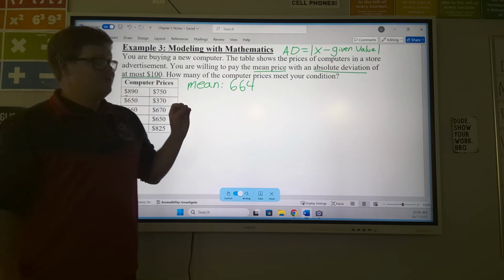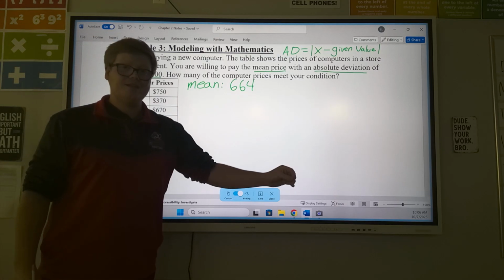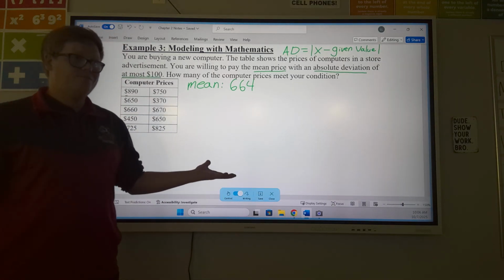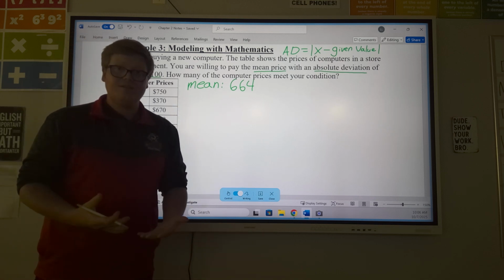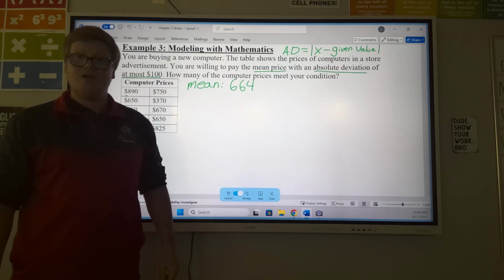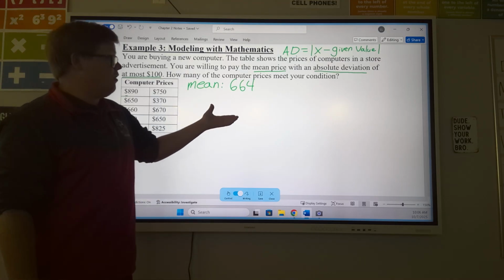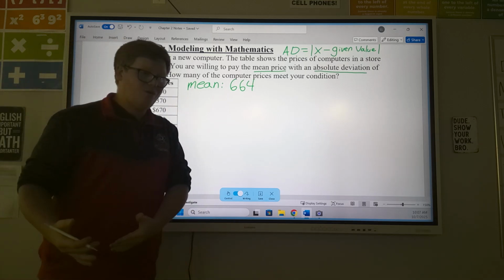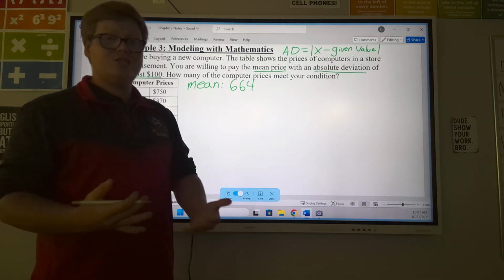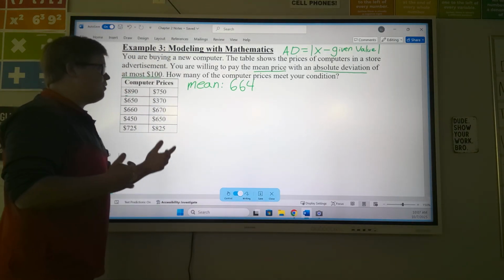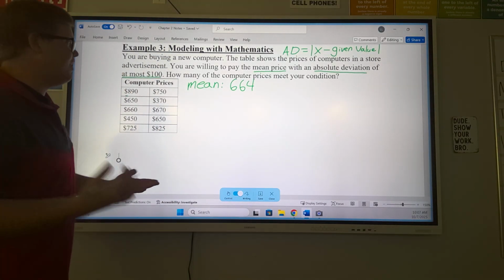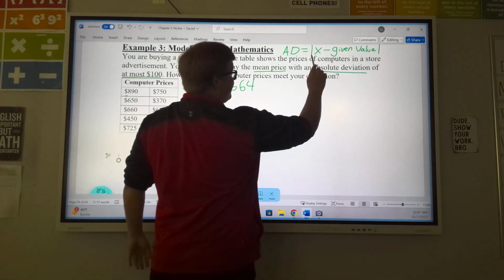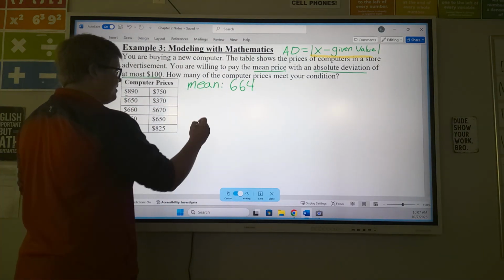Now, the absolute deviation tells us we're willing to pay $100 less than $664. That might be a case where a cheaper computer might have the same items on it that you want as a $664 computer. But you're also willing to pay $100 more than $664 because maybe if you pay $100 more, you get a couple more things that you want, and that's still in your price range. So we have to write our absolute value equation to figure out what our price range is. So again, absolute deviation is x minus a given value, so let's go ahead and write that.